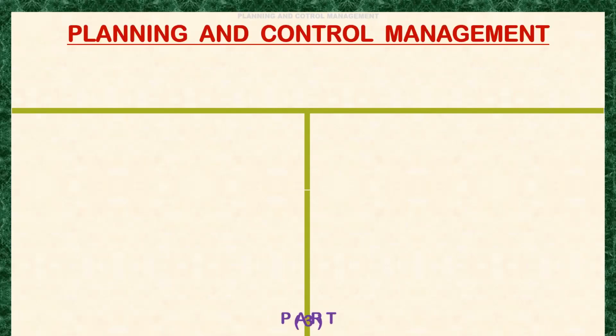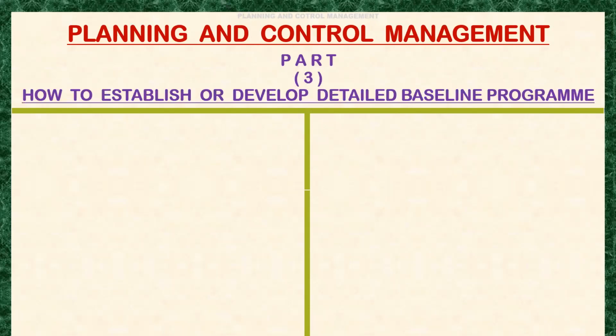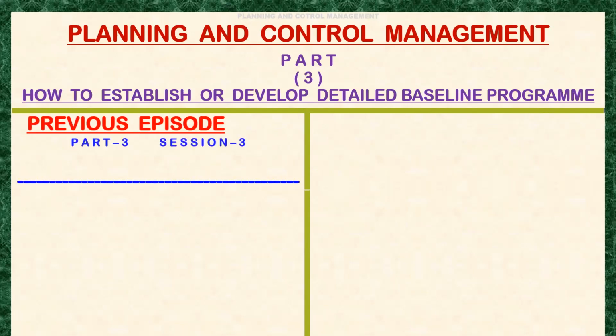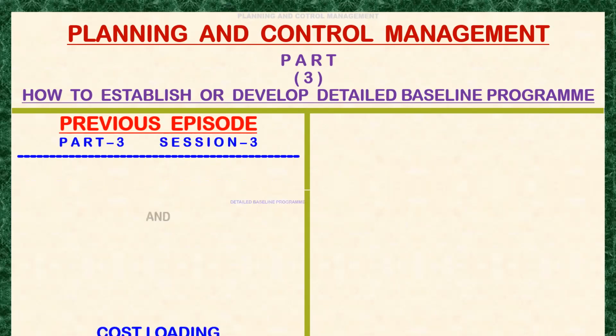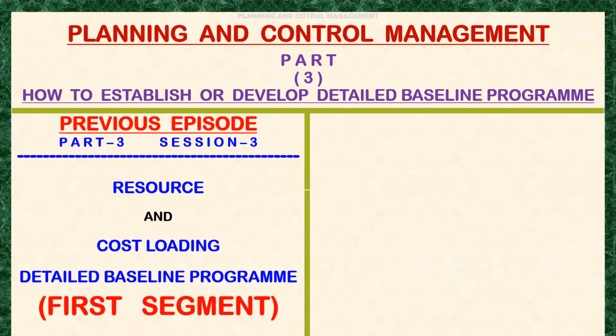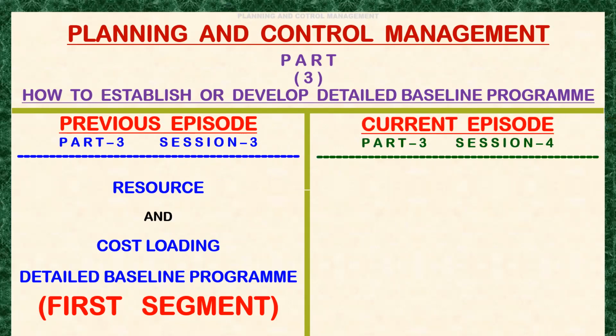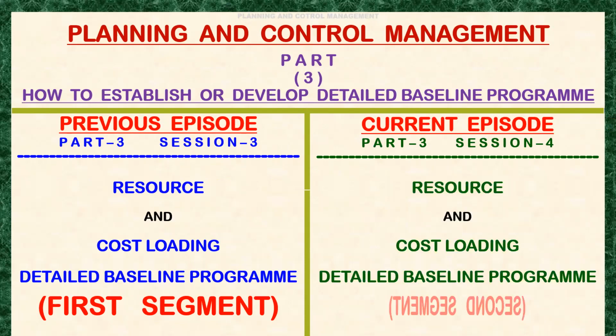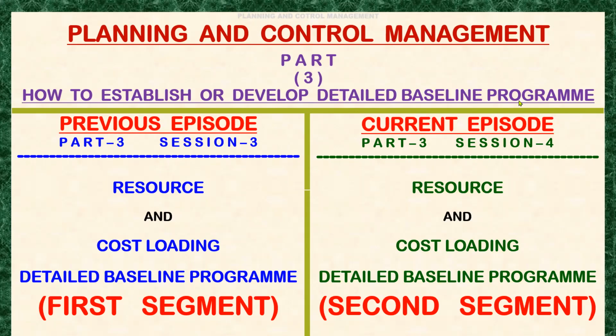Okay, we'll start. Planning and Control Management Part 3, how to establish or develop a detailed baseline program. Our previous episode was Part 3, Session 3, in which we discussed resource and cost loading of the detailed baseline program, first segment. Our current episode for today is Part 3, Session 4, the same topic, but on the second segment.